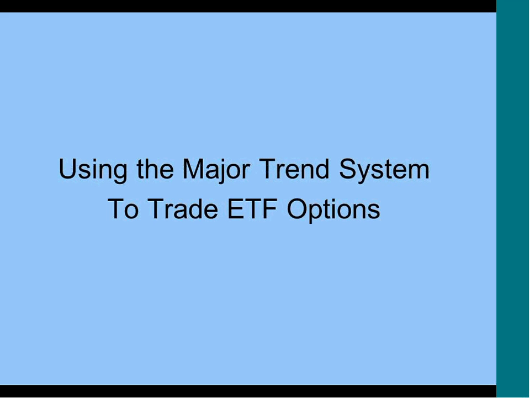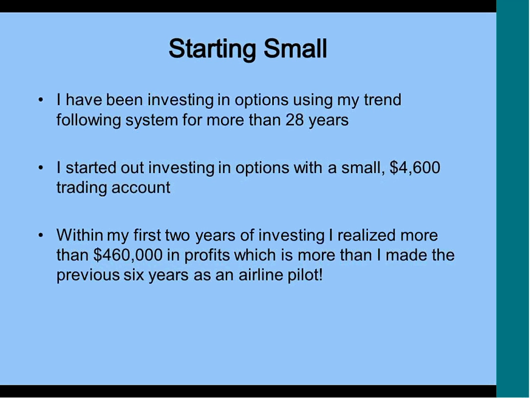So let's now talk about using the major trend system to trade ETF options. And in general, trading options allows you to start small. And I've been investing in options for more than 28 years. And when I first started out trading options, I only had a $4,600 trading account. But within my first 2 years of investing, I realized more than $460,000 in profits, starting with that $4,600 trading account.